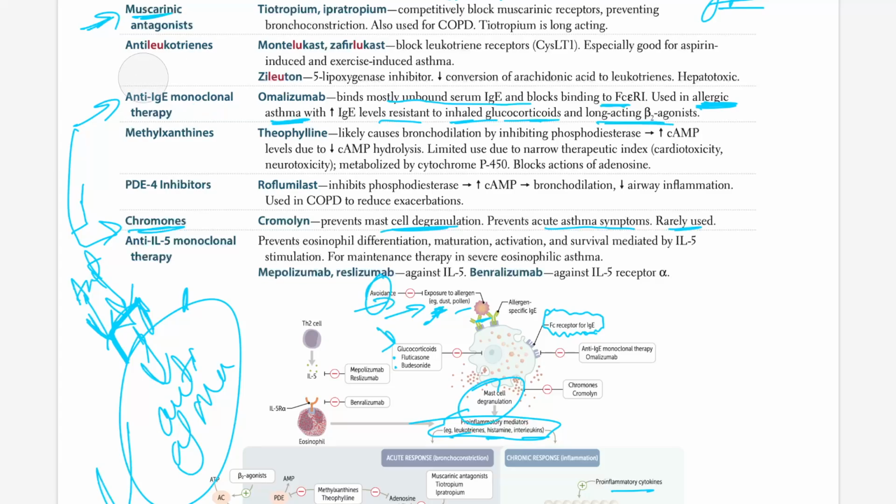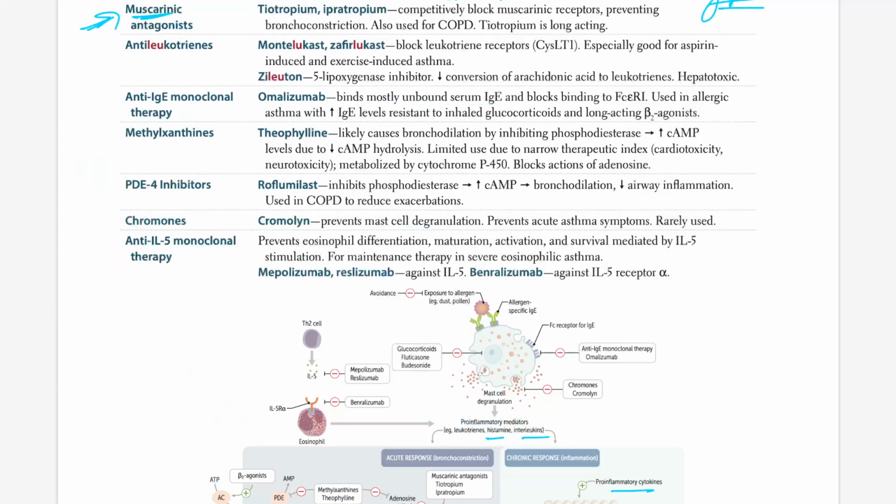Okay, now let's look at methylxanthines. Methylxanthines, right here, are theophylline. They likely cause bronchodilation by inhibiting phosphodiesterase, which causes an increase in cyclic AMP levels due to decreased cyclic AMP hydrolysis. Sort of like the one we talked about on the previous page, which was PDE5 inhibitors, right? There they were trying to inhibit the cyclic GMP breakdown, and this is trying to inhibit cyclic AMP breakdown. So we block this phosphodiesterase that is degrading cyclic AMP.